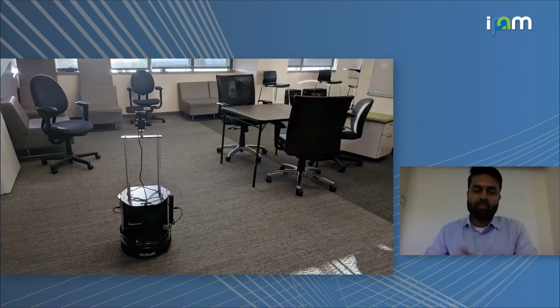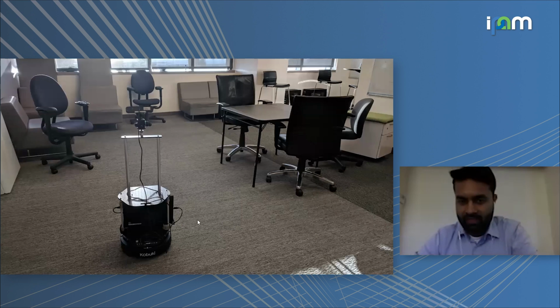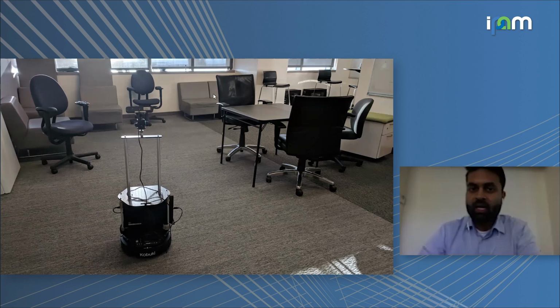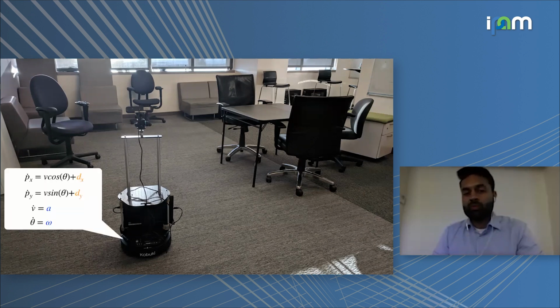Now, to understand Hamilton-Jacobi reachability analysis, let's consider a very simple example. So here we have a robot and it wants to go to a goal position. In this particular case, we want to make sure that the robot does not collide into any of this furniture over here. The first step in Hamilton-Jacobi reachability analysis is to define a dynamics model for my robot.